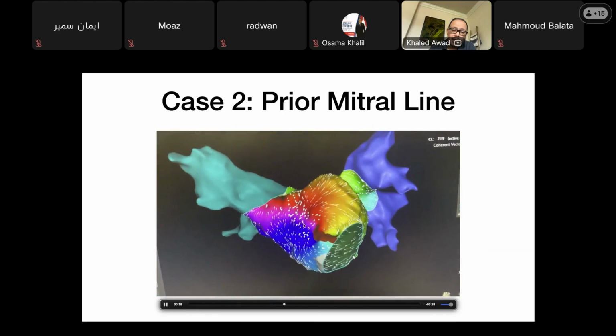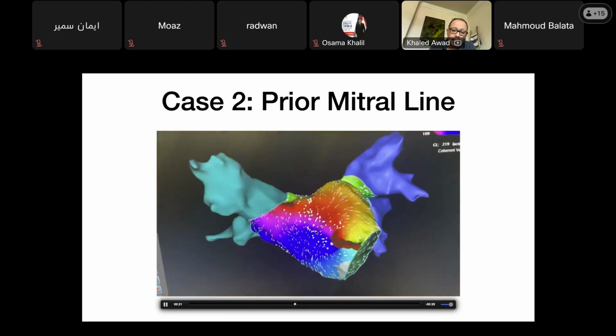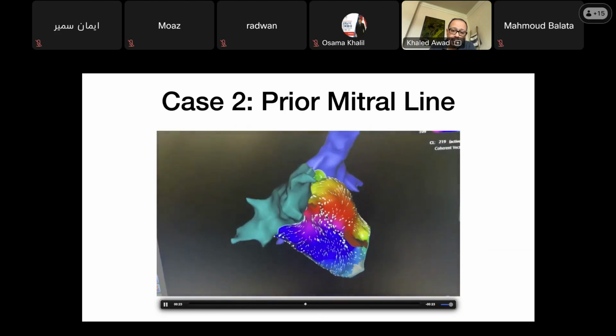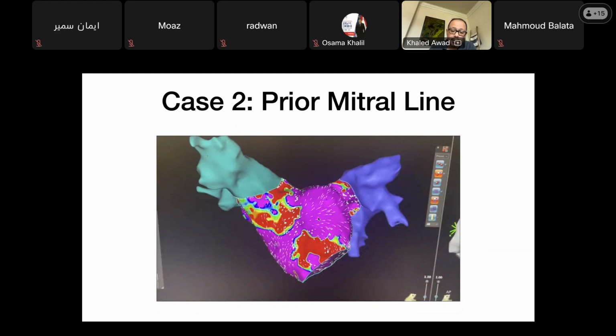Having re-entry around the mitral annulus. And again, where's the zone of slow conduction? You can see it here. This is where conduction slows down. What does the scar look like? Here, this part of the line was durable. This part was durable. There is a gap in the middle, and you can see activation going through it. One application here, rhythm terminates right away.